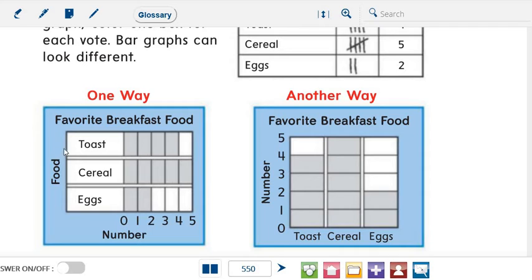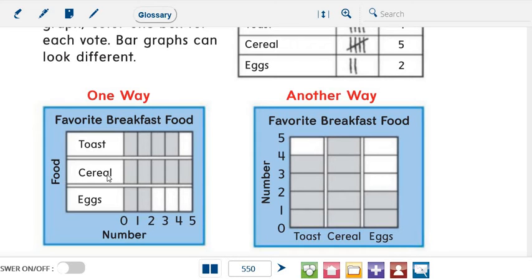In this bar graph, they write the food vertically: toast, cereal, and eggs, and they write the number of votes horizontally. But in this bar graph, they write the food horizontally and the number of votes vertically, just like this. Now let's read these bar graphs.